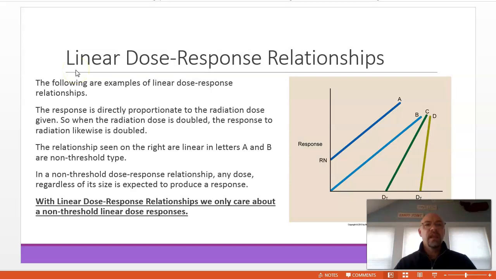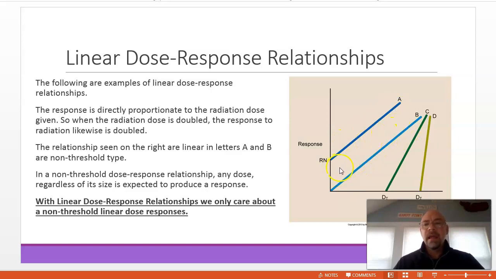All right, let's take a look at some linear dose-response relationships. So here we have a graph, and I want you to pay attention to A and B. C and D, forget, don't worry about them. So for now, I want you to look at A and B. First of all, these are linear. You know why? They're a straight line. That's all you need to know.